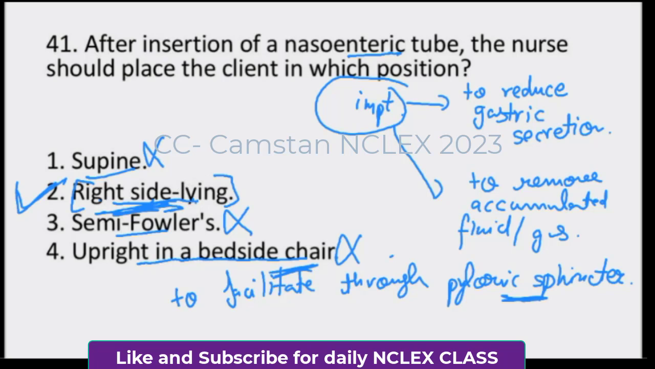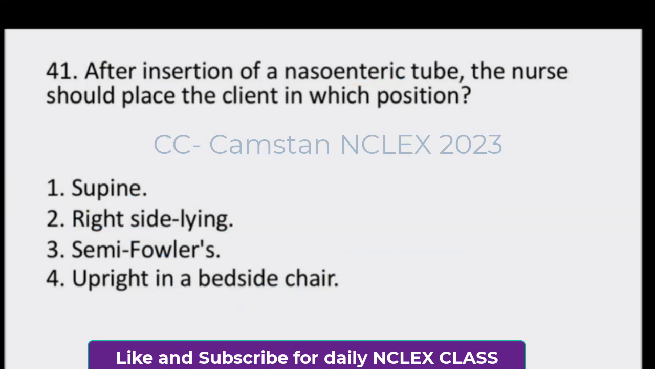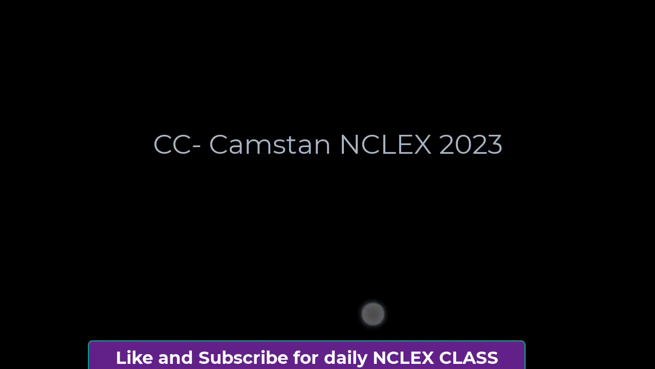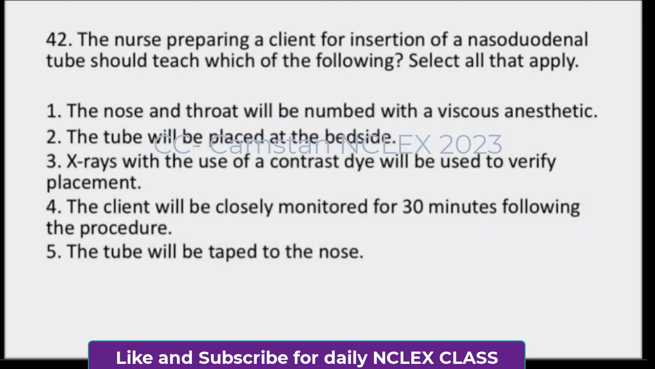So now let's move on to the next question. The nurse preparing a client for insertion of a nasoduodenal tube should teach which of the following? Select all that apply. Right. This is a nasoduodenal tube, and why is it used? It is used primarily for feeding, and it is inserted in endoscopy or radiology.